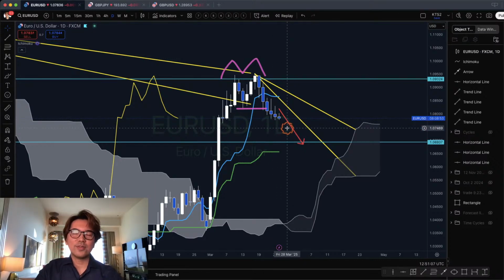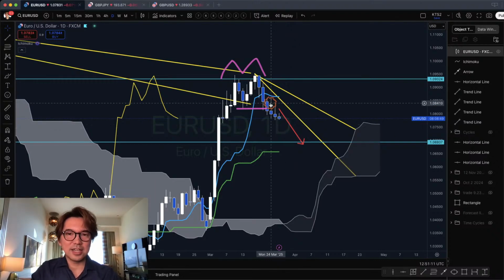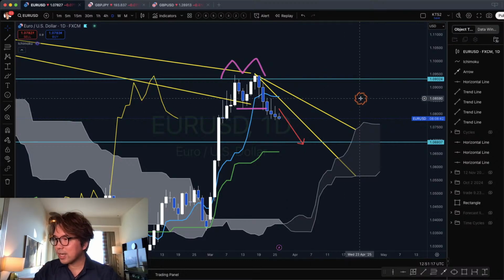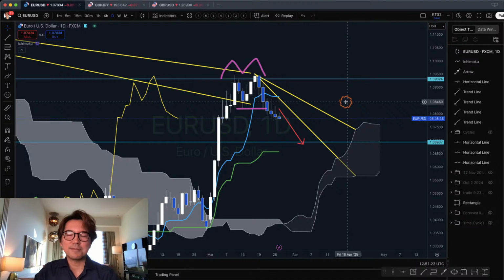Without looking at the lower time frames, I can already see that this is a descending P wave, and I think the downtrend is continuing in this situation. So this is a good selling opportunity, I guess.